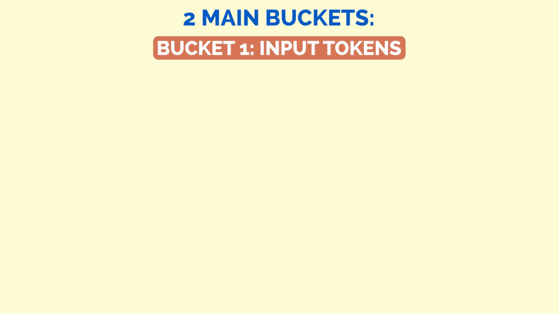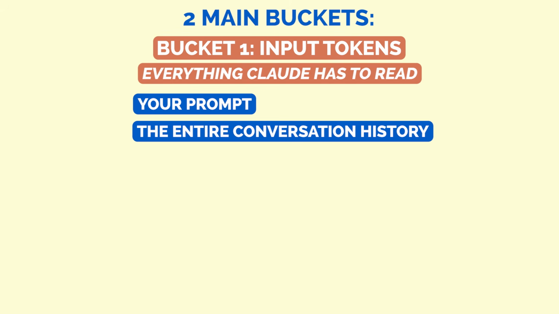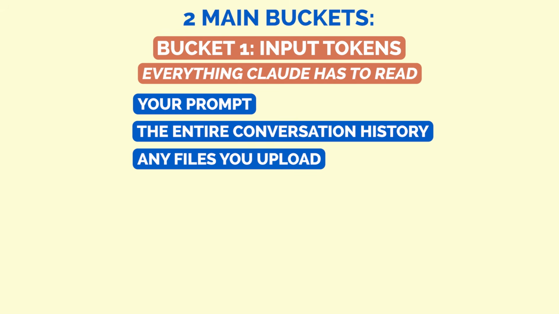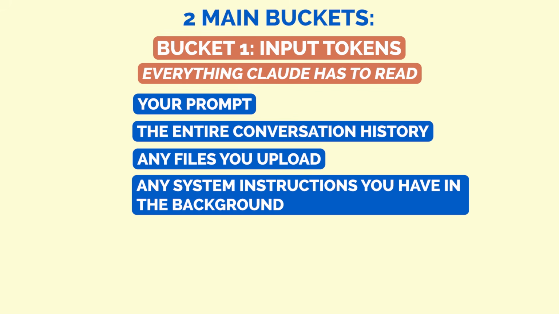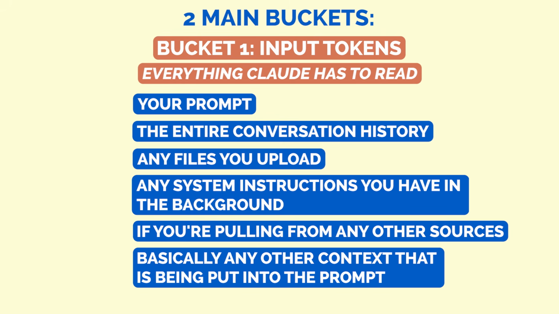And there are two main buckets that tokens are used for when you prompt it. Number one is input tokens. And this is basically everything Claude has to read. So this could be your prompt, the entire conversation history, any files you upload, any system instructions you have in the background, if you're pulling from any other sources, basically any other context that has been put into the prompt.